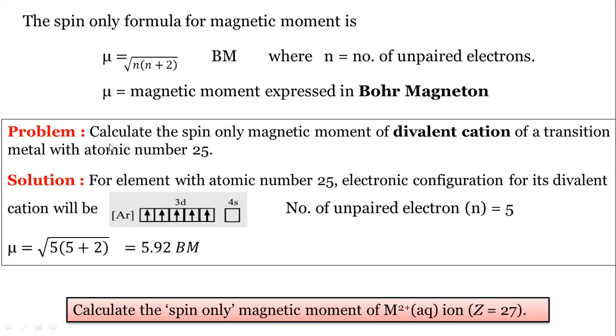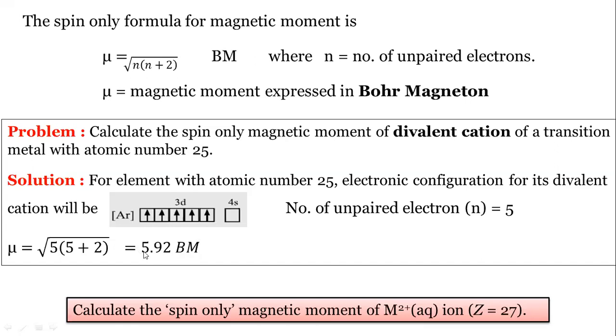So when a problem is given, calculate the spin only magnetic moment of the divalent cation. Remember, divalent means 2 plus. This word divalent cation will be given in the examination. Cation, because you know it is positively charged, and atomic number is given as 25. Immediately, if it is 25, we have to guess it is 4s2 3d5. 2 electrons are given from the 4s orbital, and 3d will contain the 5 unpaired electrons. So the value of n will be 5. So root of 5 into bracket 5 plus 2 gives the value 5.92 BM.